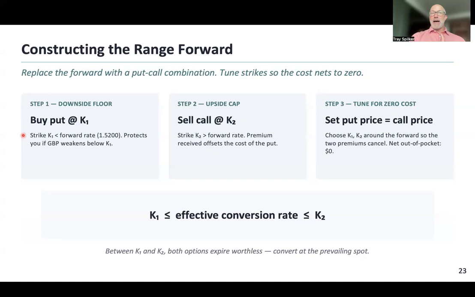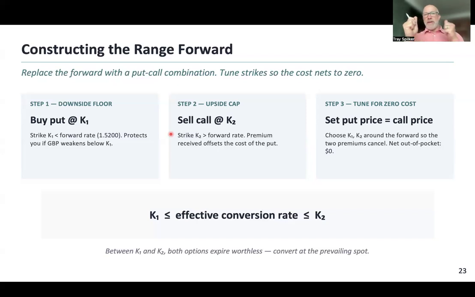And when we buy that put option, it'll protect us if the British pound weakens, the spot price below K1, right? Below that strike price. And we offset the cost of buying that put by selling a call option at a higher strike price. We're going to set that higher strike price K2 to be something greater than that forward rate, right? So something greater than $1.52 per pound. And so we'll receive some premium, which will offset the cost of buying that put option.